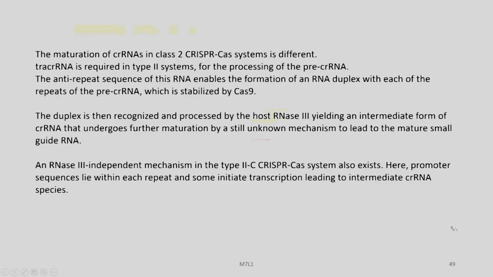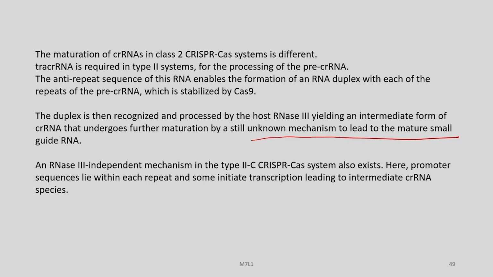The maturation of CRISPR RNA in the class 2 CRISPR-Cas system is different. TracrRNA is required in type 2 systems for the processing of the pre-CRISPR RNA. The anti-repeat sequence of this RNA enables the formation of an RNA duplex with each of the repeats of the pre-CRISPR RNA, which is stabilized by Cas9. The duplex is then recognized and processed by the host RNase 3 endonuclease, yielding an intermediate form of CRISPR RNA that undergoes further maturation by a still unknown mechanism to lead to the mature small guide RNA.